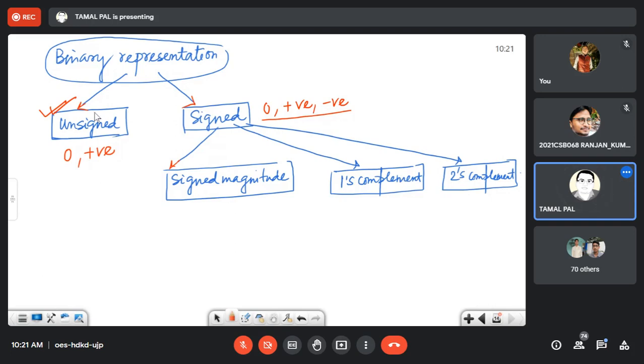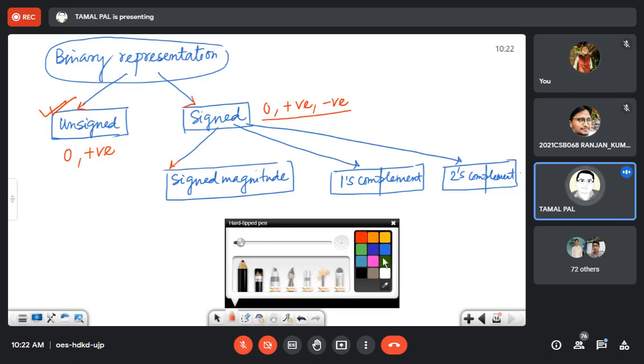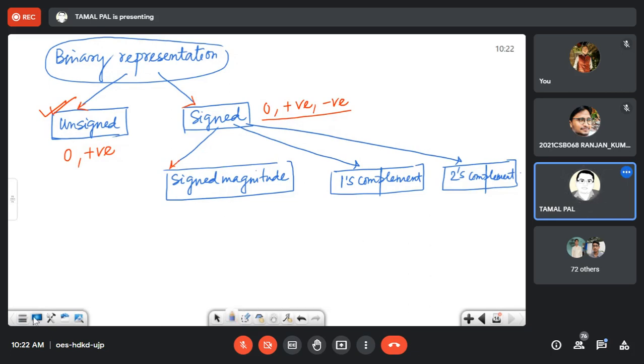Okay. I will not discuss the unsigned because I have already discussed it so far. I have discussed how to convert decimal into an unsigned binary number. But sign magnitude, ones complement and twos complement, this signed number system we have to know. Okay. Let us know these things one by one.